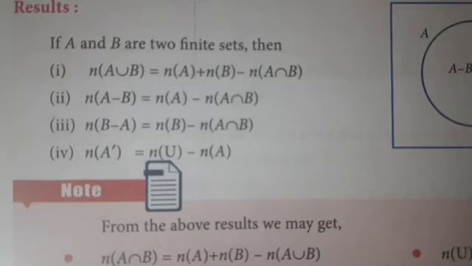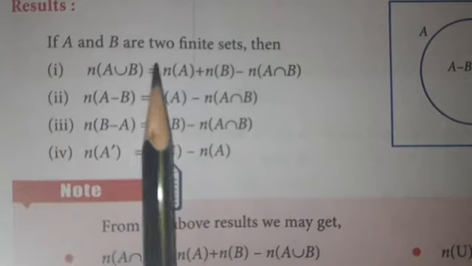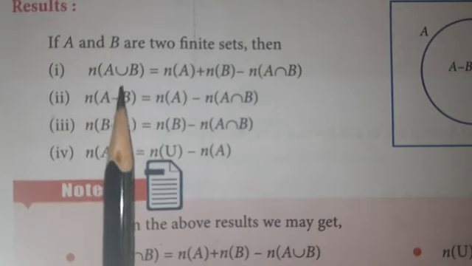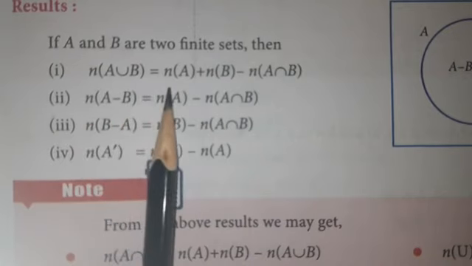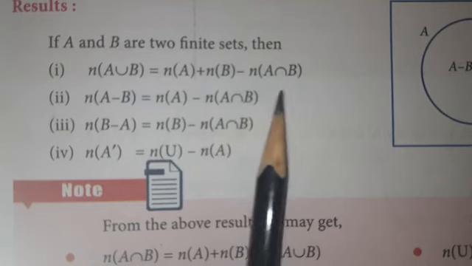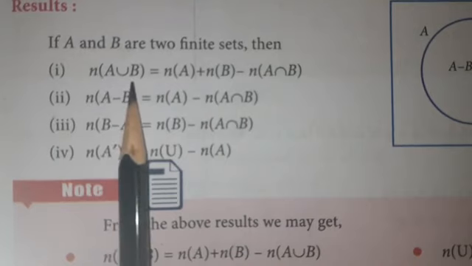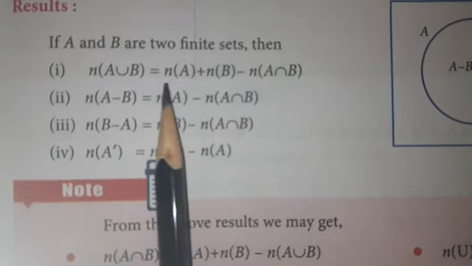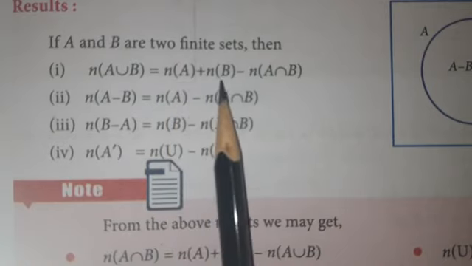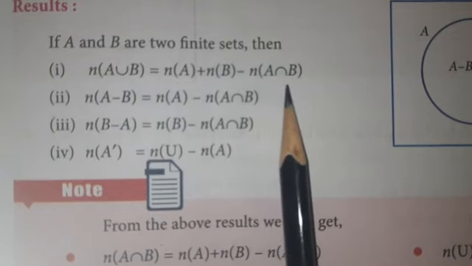For this topic we have some formulas. If A and B are two finite sets, then the first formula is n of A union B is equal to n of A plus n of B minus n of A intersection B. N of A union B means the number of elements present in A union B. This is n of A, the number of elements in set A. Next, n of B is the number of elements in set B. This one is the number of elements in A intersection B.